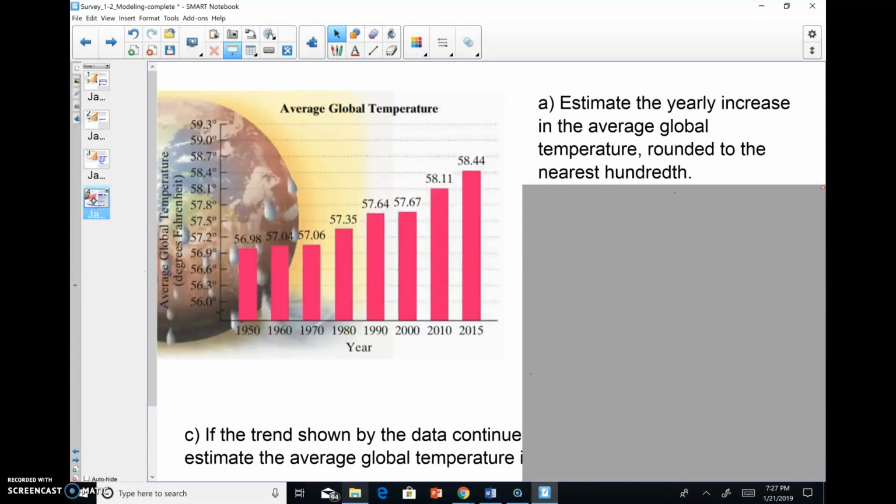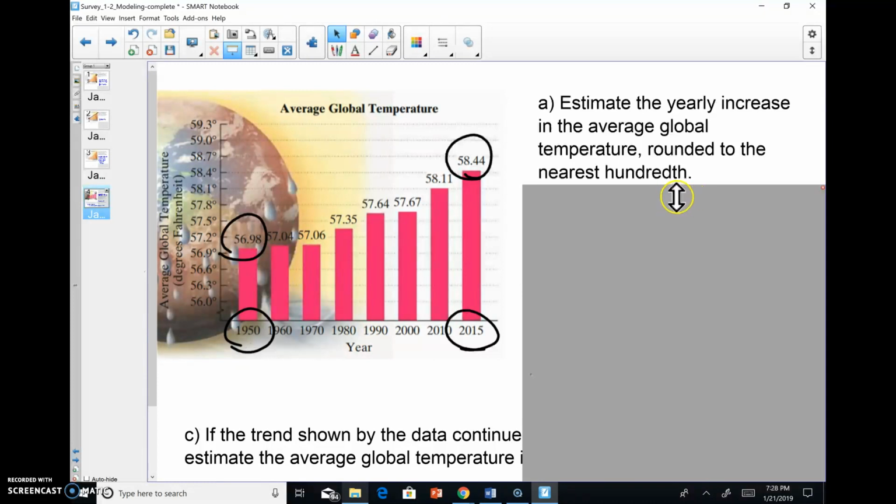This one's involving global temperature, average global temperature. So in this problem, the first step, just like the last one, you want to estimate the yearly increase in the average temperature, and we're going to say round it to the nearest hundredth because this one doesn't work out quite as nicely. So remember, you start with the end from the beginning, look at where you started in years and where you ended in years.